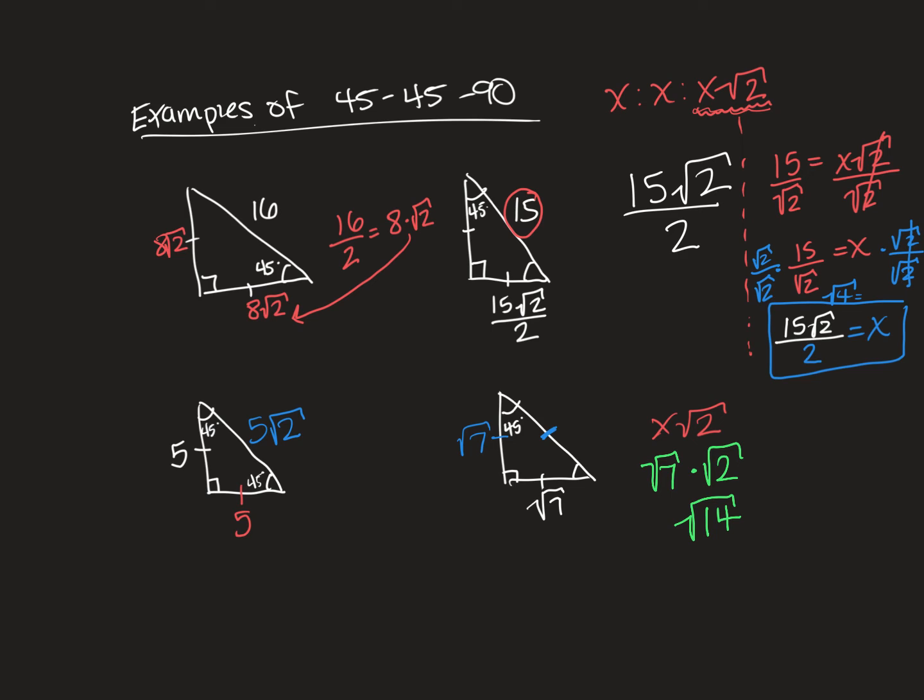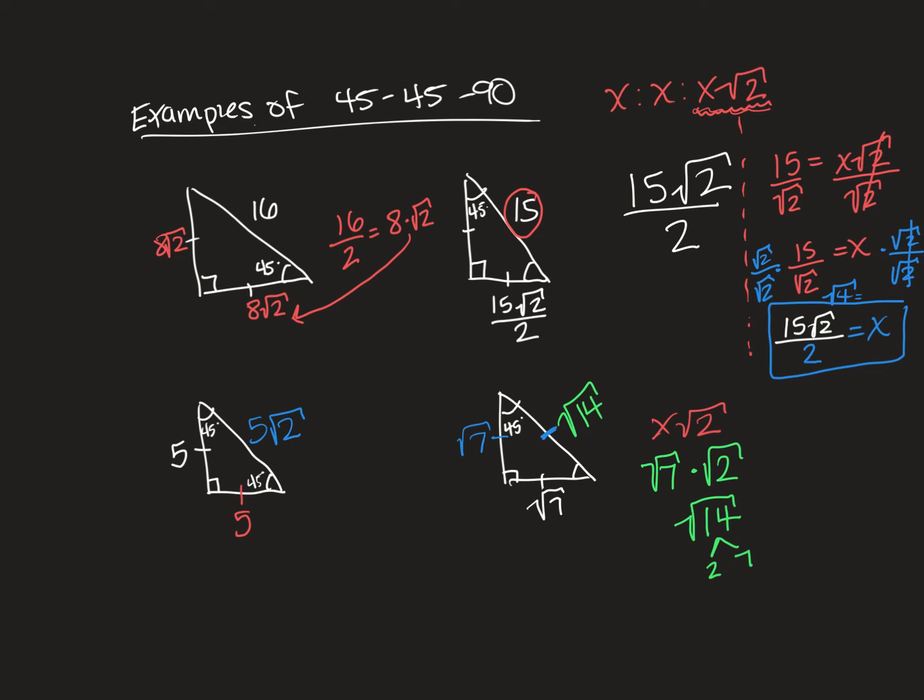Now, if you can simplify the square root, by all means, simplify it. But if I break down 14 to its prime factorization, I just have 2 times 7. I have no doubles. I don't have anything that I can actually bring out of the square root. So my hypotenuse is the square root of 14. And that is it, my friends.